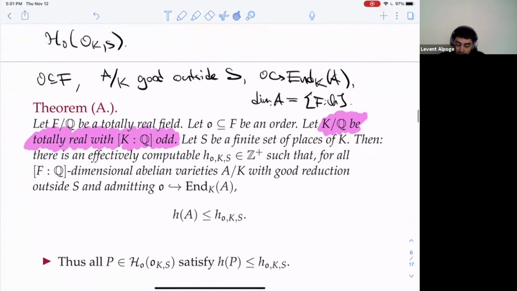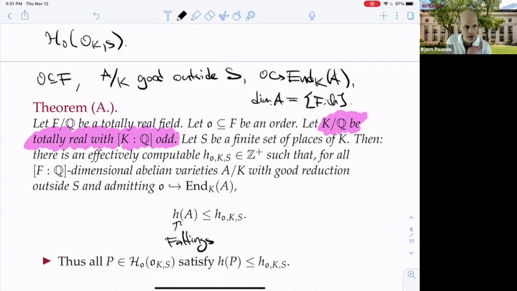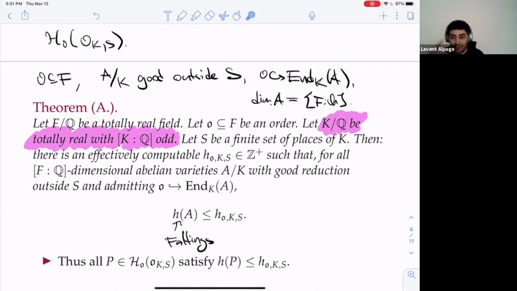I promised you I wouldn't talk about stacks. So this is actually a statement about abelian varieties, which implies that there's an effective height bound on the integral points on this Hilbert modular variety. I guess just for completeness, maybe I should say this is the Faltings site. Oh, so in the case where F is Q, yeah, I'm about to get to that.